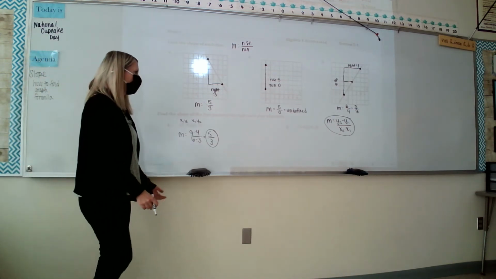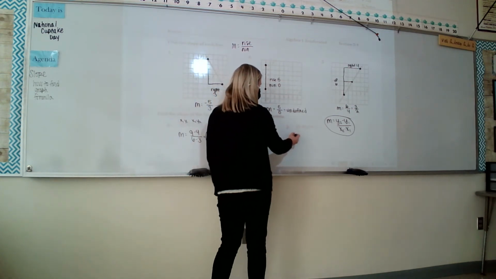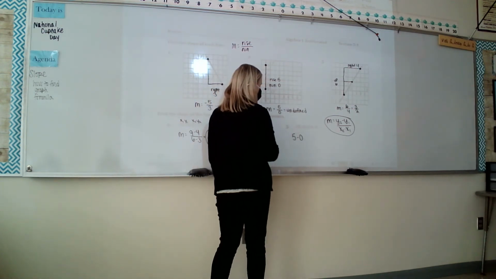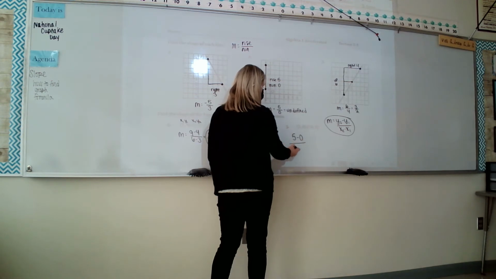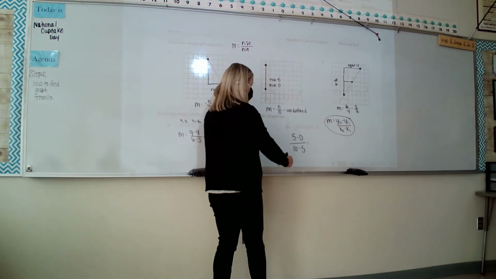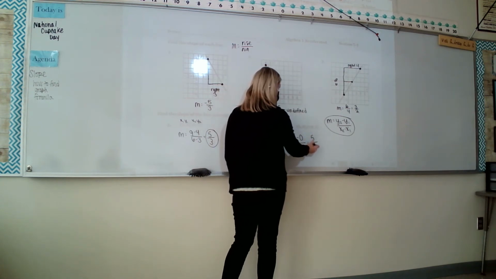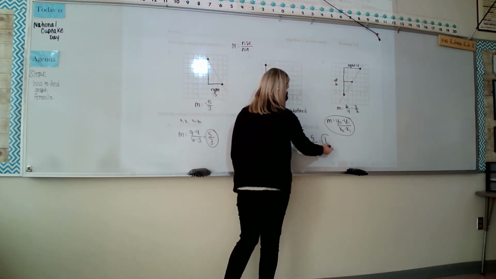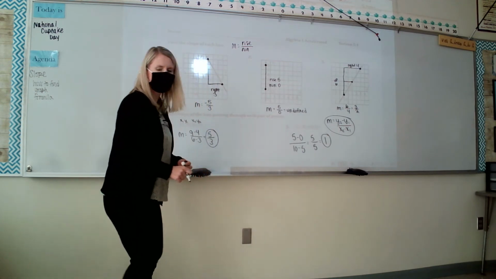Anyway, we're gonna keep going here. What do we get for this one? y2 minus y1 is 5 minus 0 over x2 minus x1, that's 10 minus 5. It's just a quick little simplifying. What's that, 5 over 5? You would simplify that to be a slope of 1.